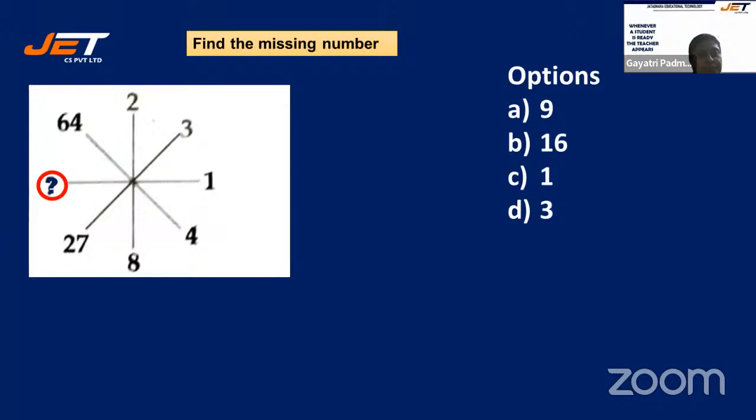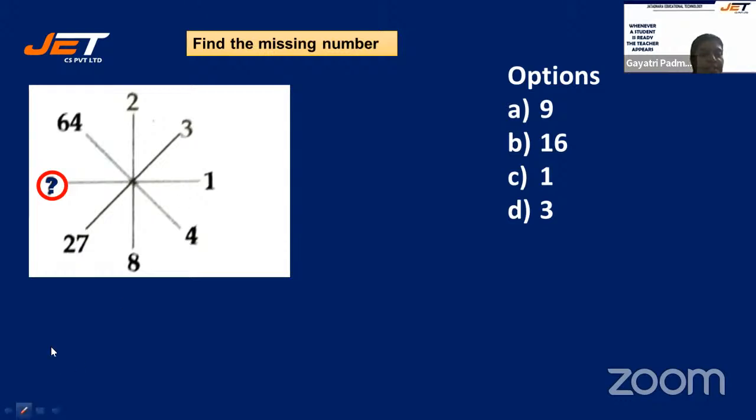We have 64, 2, 3, 1, 4, 8, 27. Right. So the same strategy what we followed in the last sum, but here this time it is not square. This could be something else. All right. Yes. Let's see.